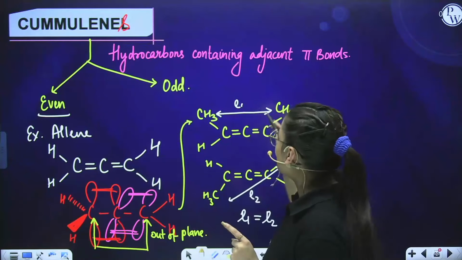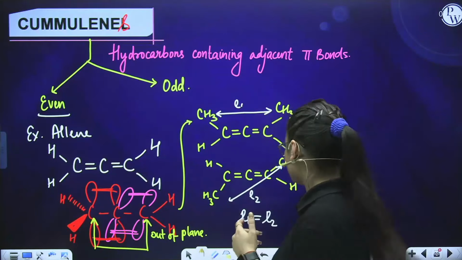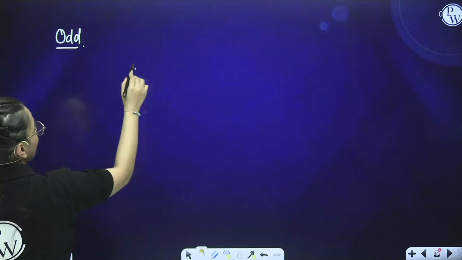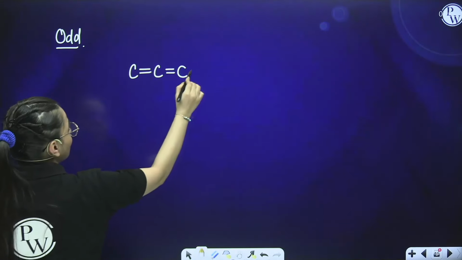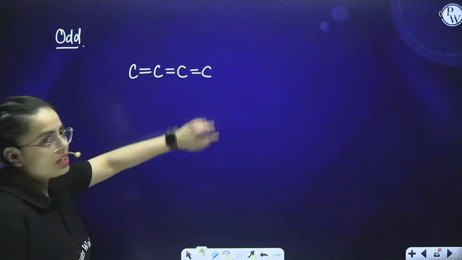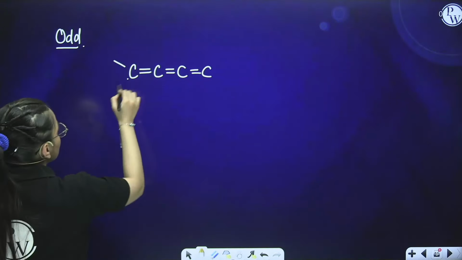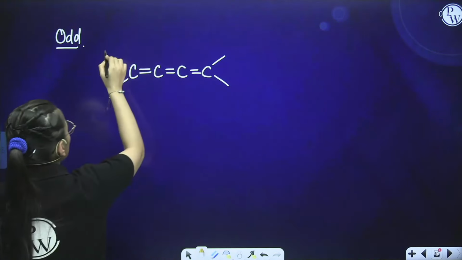But if I talk about the odd cumulenes case, students, what happens? Now let us see that also. In the case of odd cumulenes, what do we observe? For example, carbon, double bond, carbon, double bond, carbon, double bond, carbon. Now here 3 pi bonds are present, right, students? So what do we observe over here?